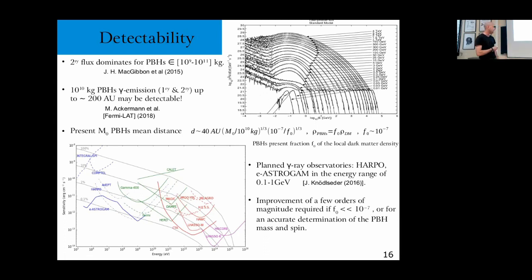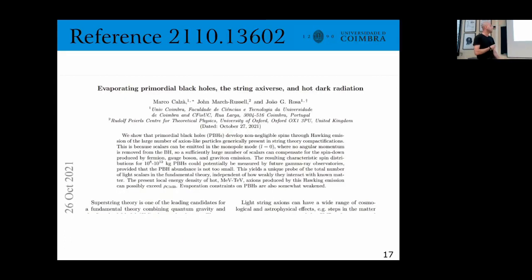Different observatories are planned in the right range of energies. And for sure, if this parameter is not saturated, it will require more accuracy in order to determine the spin and the mass of this object. But in principle, it's something that should be upcoming. So all I said up to now is in this paper on the arXiv.